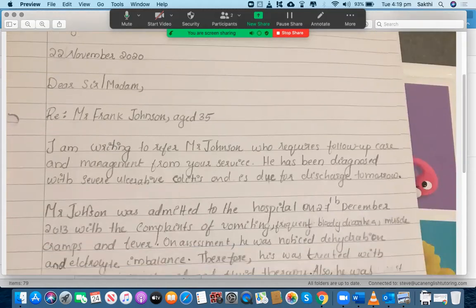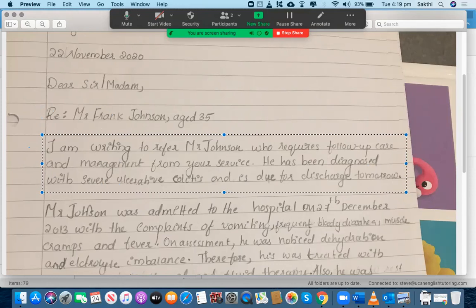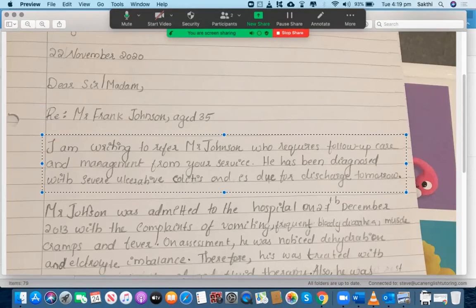Okay, so the next one is regarding the reference details of the patient. That's good. So it's Mr. Frank Jansen, right? So that's good. Comma, age 35. That's good. And then the introduction paragraph, you're just introducing Mr. Jansen, who requires follow-up care and management from your service. That's good. He has been diagnosed with the severe.